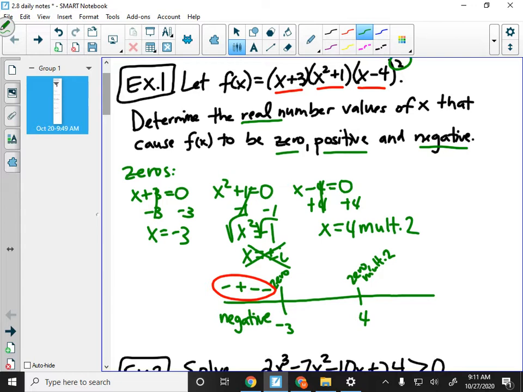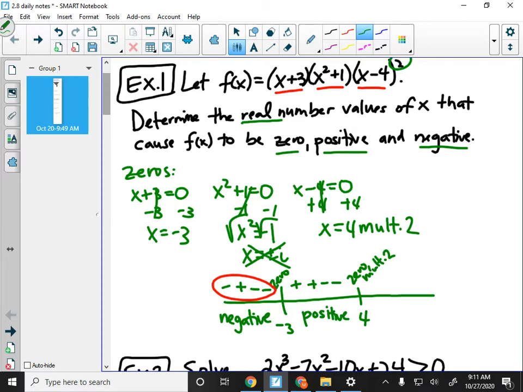Then I'm going to repeat that process, and I'm going to pick a number somewhere between negative 3 and positive 4. I'm going to pick 0. So if I put 0 in that first piece, 0 plus 3 is going to be 3. That's a positive number. If I put 0 in that second piece, 0 squared plus 1 is going to be 1. That's a positive number. And 0 in that third piece, 0 minus 4 is a negative 4, but I have two of them. So a positive times a positive times a negative will end up being a positive number.